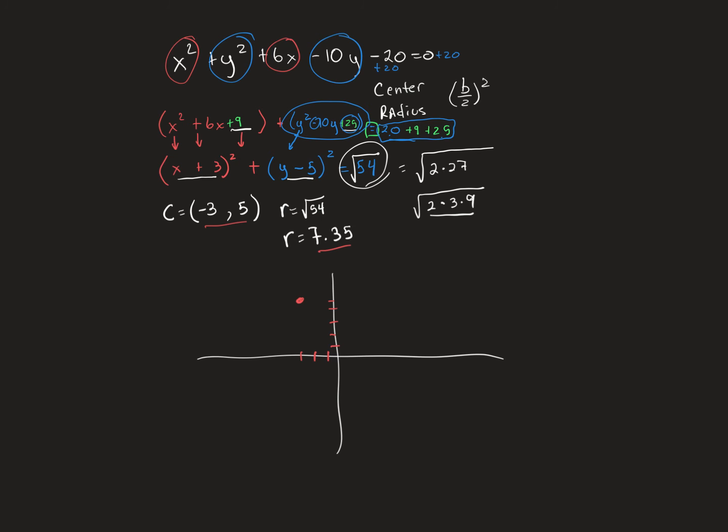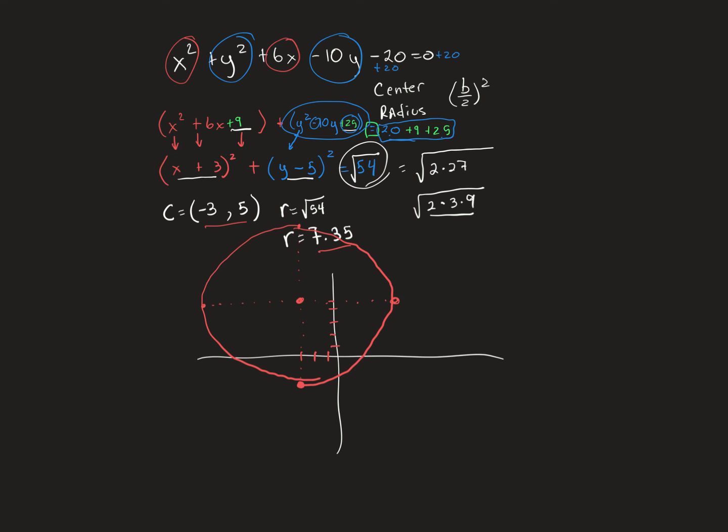So I have to go, say, down 7.35. So down 1, 2, 3, 4, 5, 6, 7.35. So there's a spot on it. I go up 1, 2, 3, 4, 5, 6, 7.3. So there's one. I go right 1, 2, 3, 4, 5, 6, 7.35. There's another. And then left 1, 2, 3, 4, 5, 6, 7.35. And so I can connect those kind of as a circle. Now I'm doing a poor job drawing it, but there's my circle.